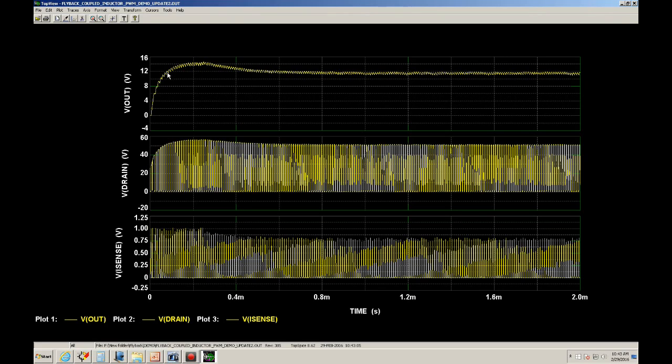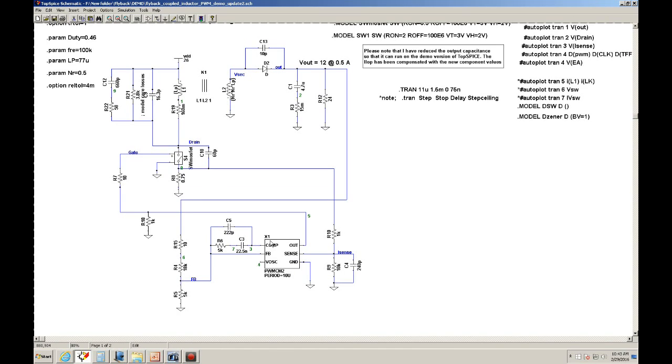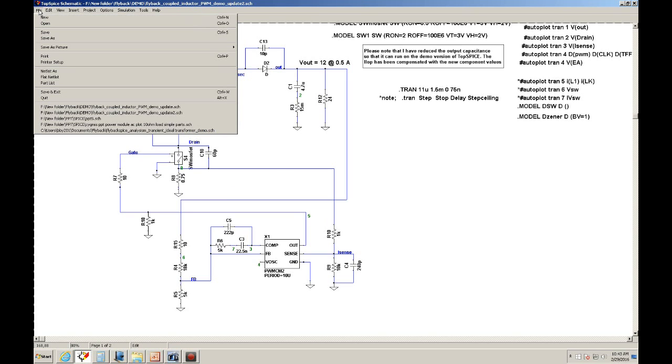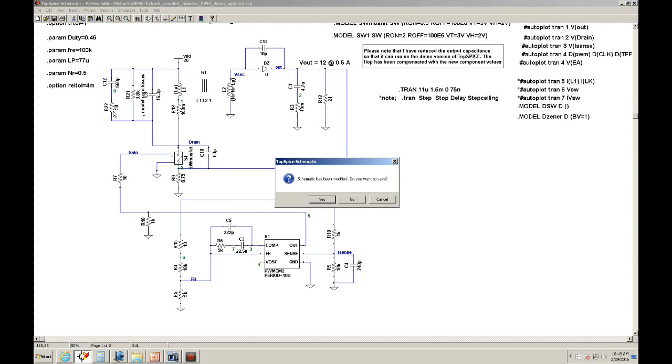Okay, so here it is. I don't have to adjust the duty cycle. The PWM self-adjusts and varies the duty cycle until you get 12 volts. So this is the PWM that comes with TopSpice. We're going to go ahead and make our own. And I have to save.